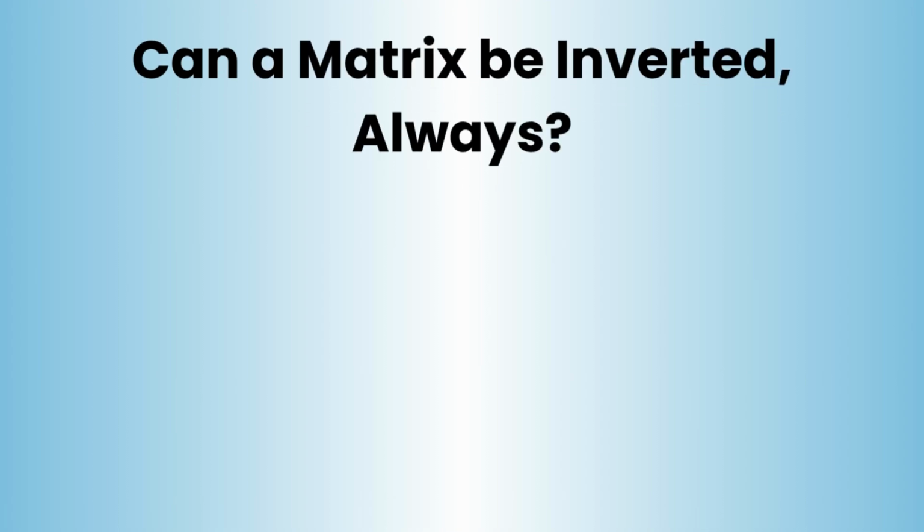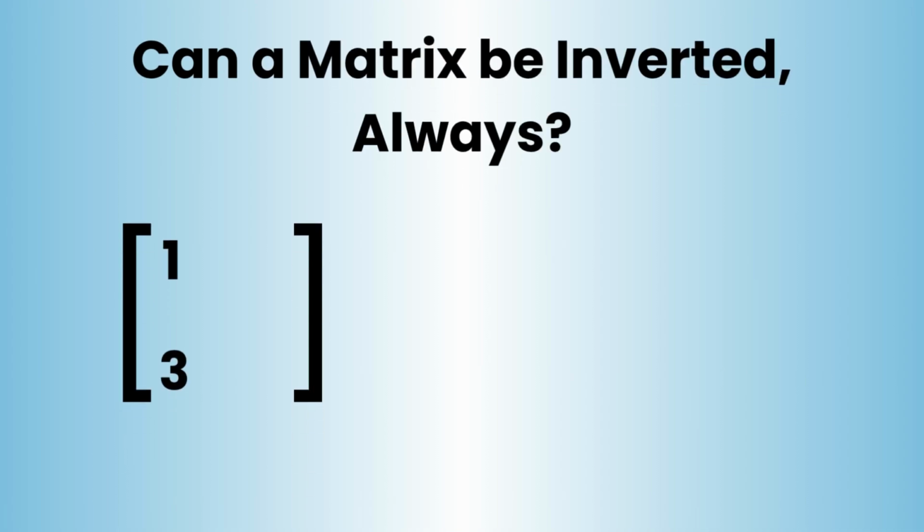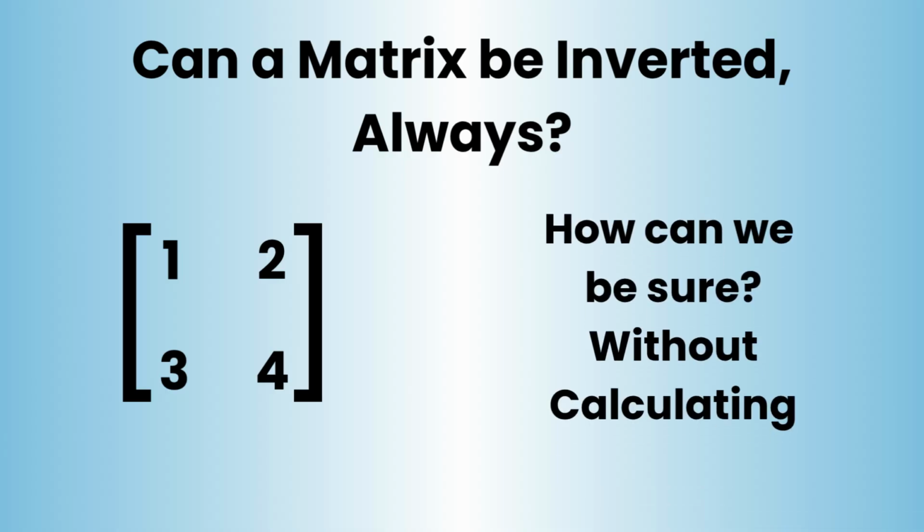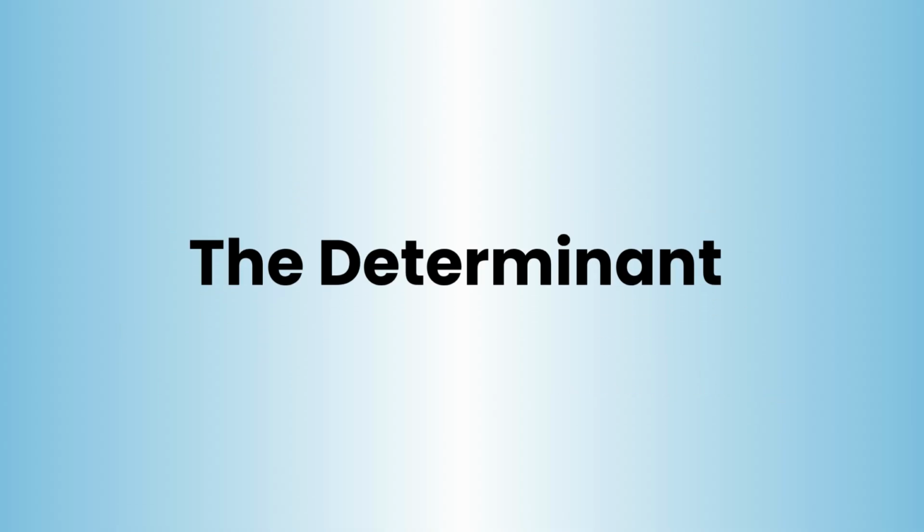Here is a question. If you are given a matrix, how do you know upfront whether it can be inverted at all before you go through the trouble of actually calculating the inverse? I am Pradeep, and the answer is a single number called the determinant.